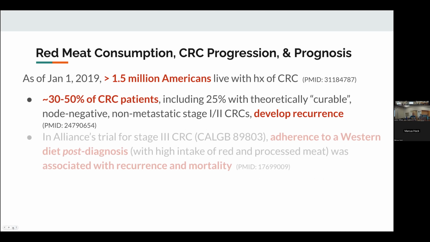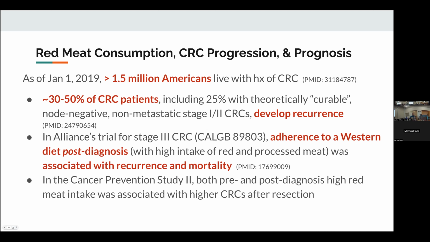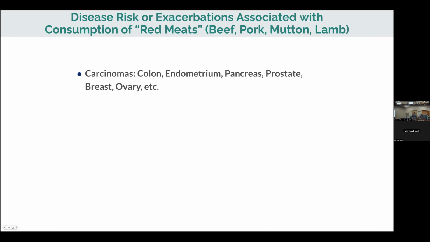So the associations here are strongest for colorectal cancer, as I previously said. And adherence to a Western diet post-diagnosis is associated with a higher recurrence and mortality. So if you have colorectal cancer, you get treated, you're cured, and you go back to your same lifestyle, you might see it again. So what's going on here? What's the reason for this?